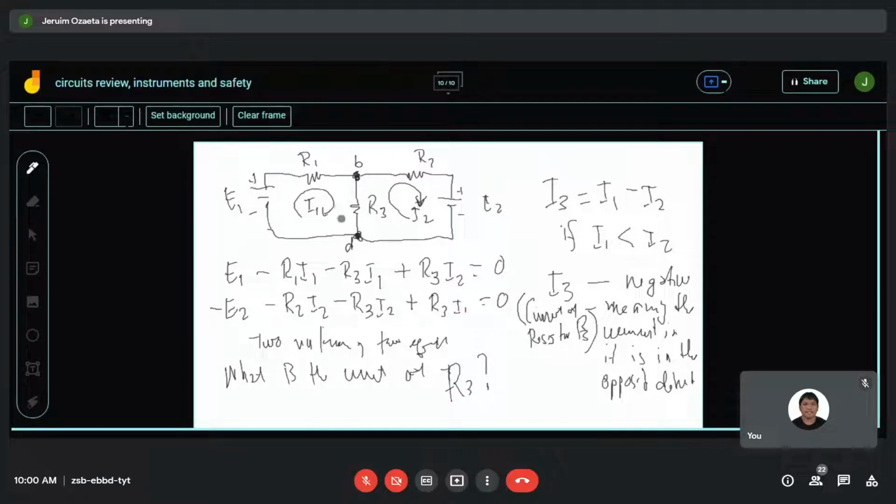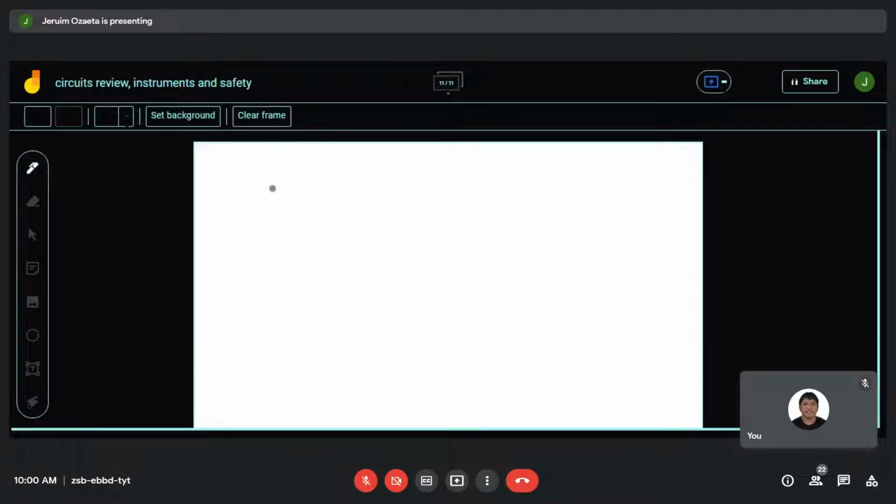when we solve problems, beginning with Ohm's law, Kirchhoff's law, and now we have Maxwell's mesh equation, we must be able to arrive at almost the same answer. Okay. Now, here is another circuit theorem. The Thevenin's theorem.